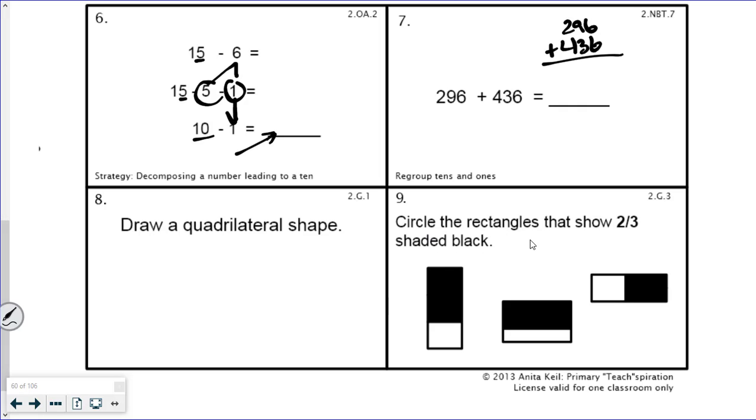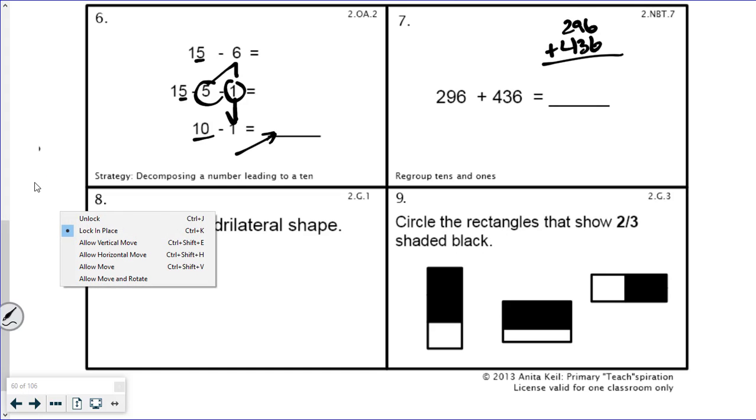Number 9, circle the rectangles that show 2/3 shaded black. So that means 2 out of 3 of the parts are shaded black if you cut it into 3 equal parts. So go ahead and do number 9. And we'll start checking from the top.